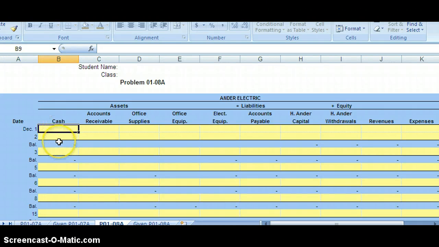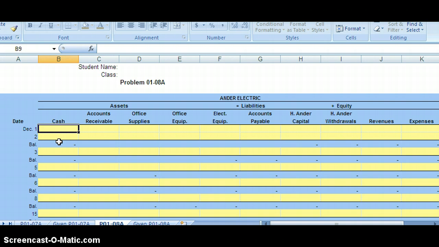Hi class, I wanted to go over problem 1-8. This is just giving you some more demonstration on how to utilize the accounting equation, assets is equal to liabilities plus equity, and creating journal entries or categorizing various transactions.